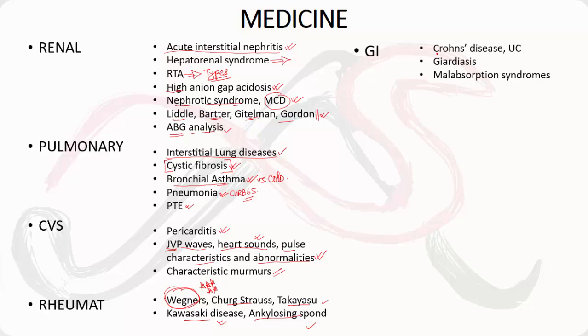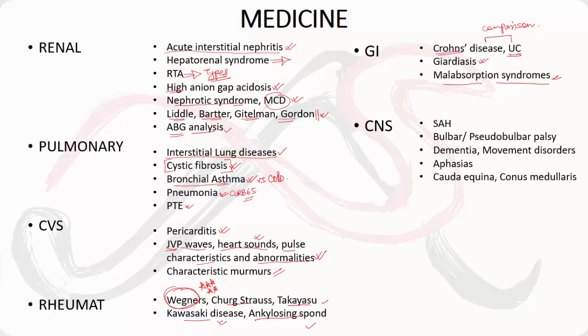In GI, Crohn's disease and ulcerative colitis, a comparison of these two you all must have done. So just give it a revision. Read a little bit about giardiasis and the malabsorption syndromes. In CNS, read in detail about subarachnoid hemorrhage. Read particularly the causes of bulbar and pseudobulbar palsies and what clinical features each of these have.